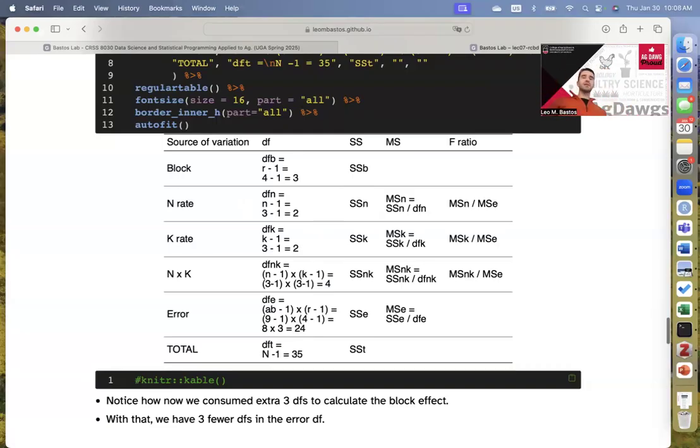So here I'm summarizing that and just giving you an idea that the sum of the squares for each one of these variables is basically how much variability there is being explained by each one of those effects. So there's some variability explained by block, some by nitrogen, some by potassium, some by the interaction, and then everything else that is not explained by those ends up in your error variability.